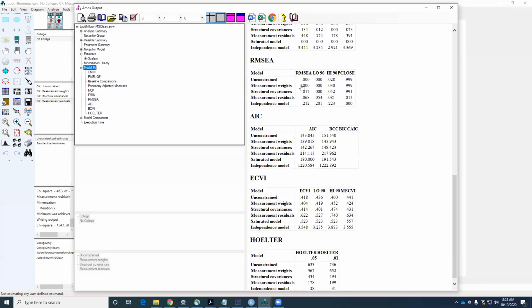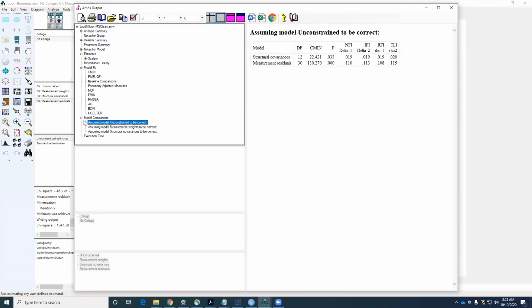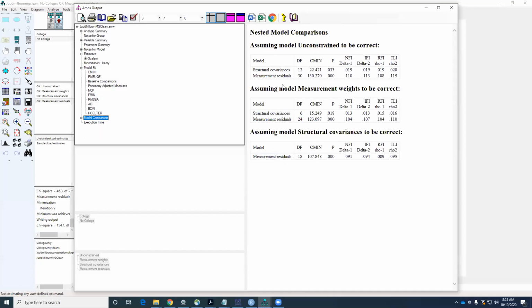And downstairs, I have the RMSEA. And as we talked about before, these are indicative of nice fit. And here's our confidence interval and the probability that the RMSEA is less than 0.05 is also fairly good. And then downstairs, this is the one that takes a little bit of talking for a moment, is we have our chi-square difference tests and the other incremental fits for the comparisons.